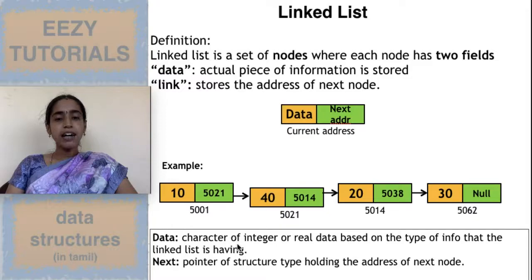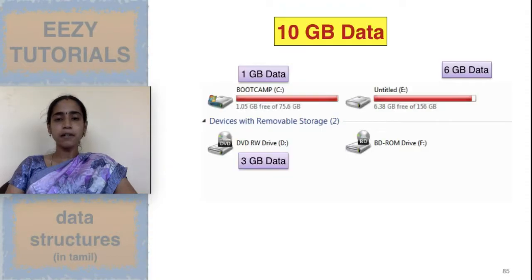The data type of the data can be either integer or character array. These are the general data types. Always the next part will be a pointer. So we'll be using structures. In the implementation part, we'll be seeing this in more detail.